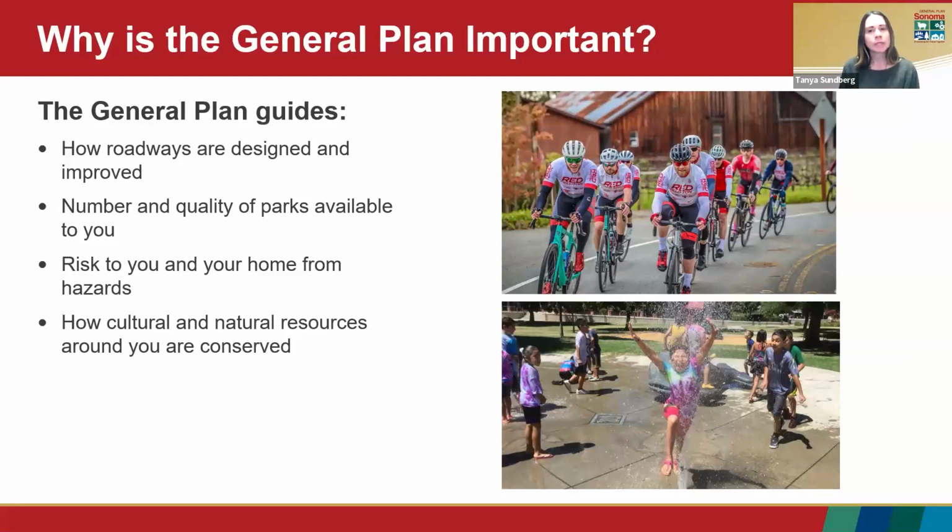And it guides how we protect and conserve resources you might care about, including cultural resources like historic buildings and resources important to local tribes, and natural resources like creeks, wetlands, and open space areas. So these are just some examples of how the General Plan affects daily life in Sonoma County. It covers a pretty wide range of topics beyond just those that I mentioned, but I just wanted to highlight some of these to help you understand why the General Plan matters.